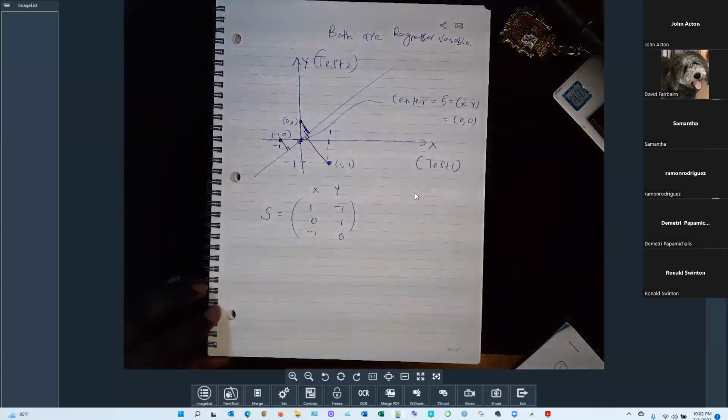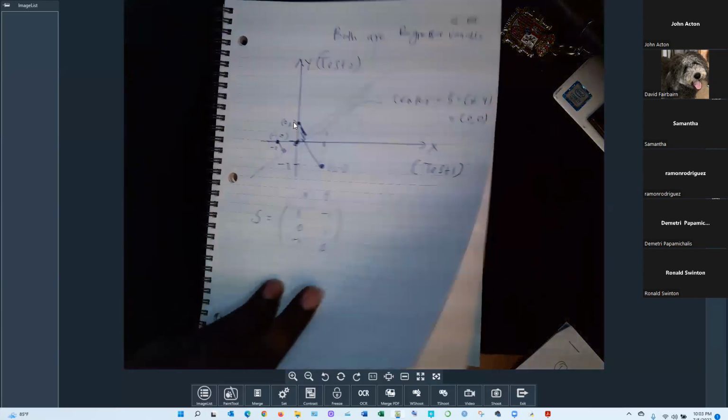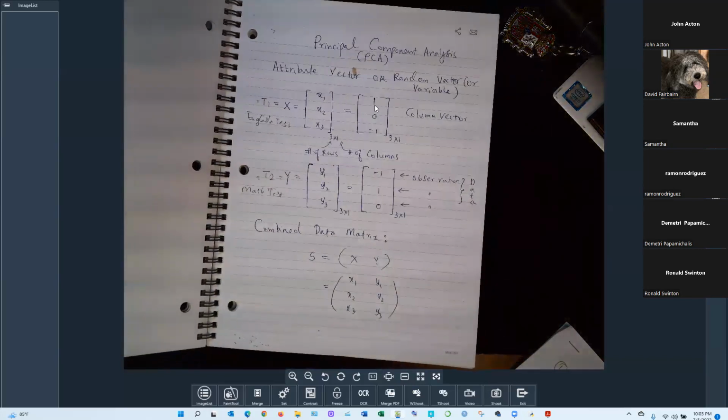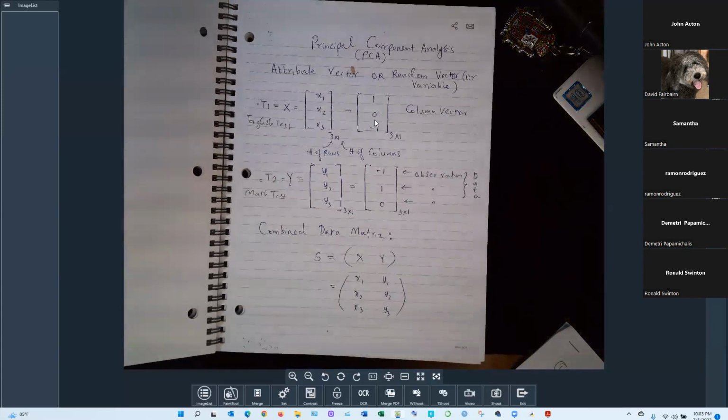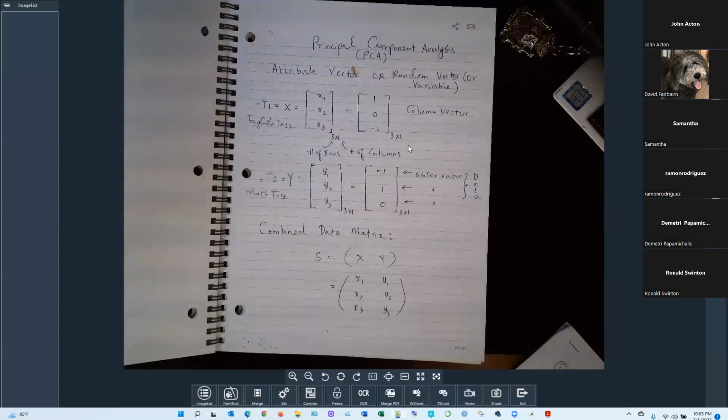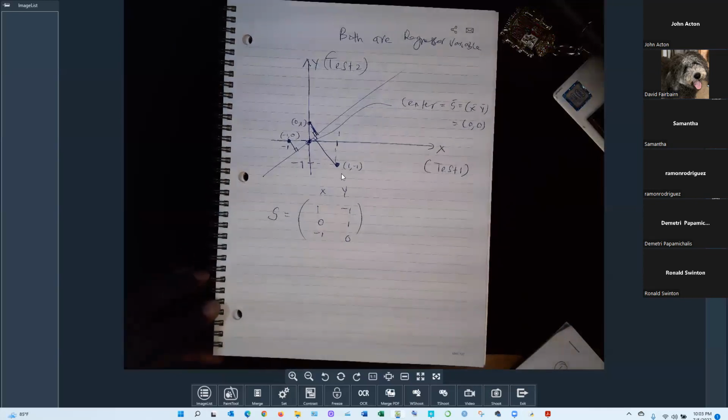look at this, the graphical representation of what we've been doing. You can remember I have 3 data points. On the x-axis I have 1, 0, -1. On the y-axis I have -1, 1, 0. If you locate those on an x and y plane, they will be located like this. Let's say this is test 1 and test 2.